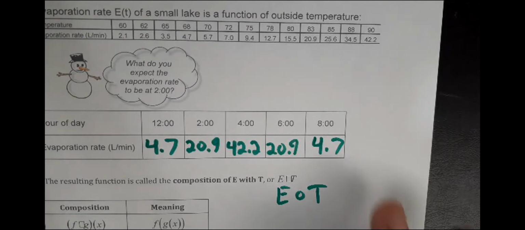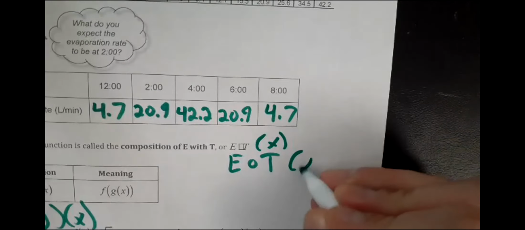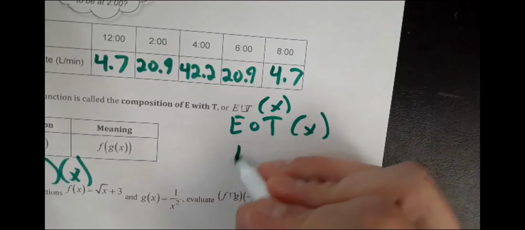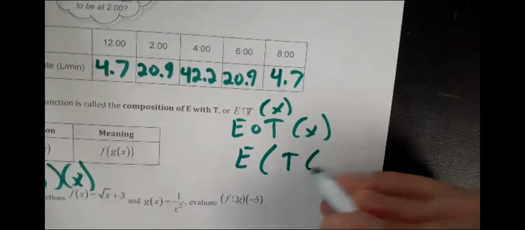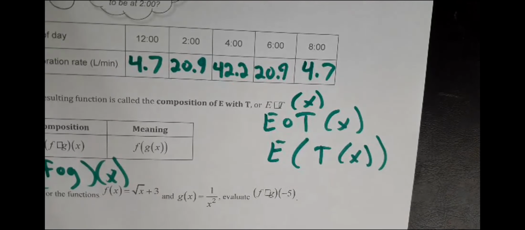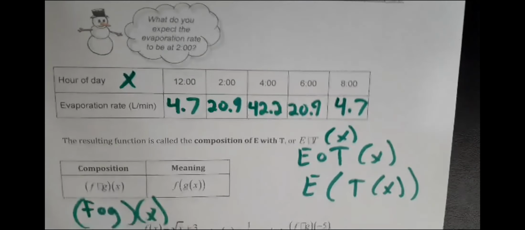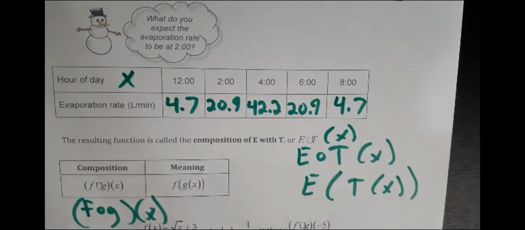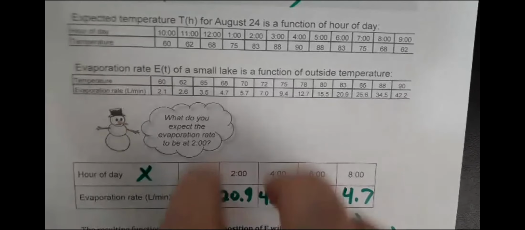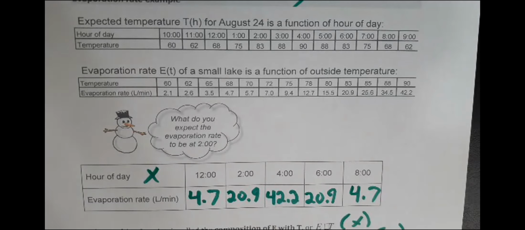So again, just to re-emphasize this, let's throw a variable here. If we go E of T of X and we use this sort of definition, where X is our temperature. Sorry, X is the hour of the day. Sorry, got it wrong. So if we look at this, how many times are we using this X? How many times did we use the hour of the day value? We used it once to get to temperature, and then we used temperature to get to evaporation.